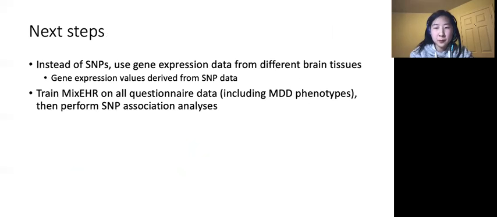Another analysis we plan on doing is to train MiCM on all the phenotypes, including the MDD phenotypes, then performing association analyses on the SNPs. This could help the problem we initially had related to lack of statistical power.